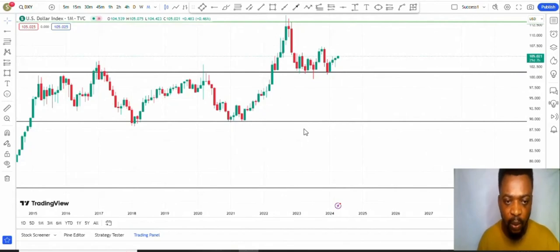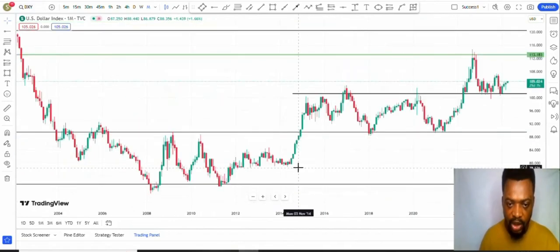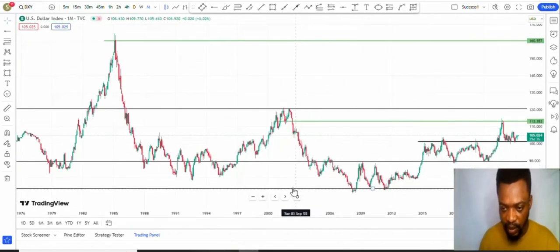So this is the chart from the monthly time frame. You can see the flow. Let's look at the flow again, right?